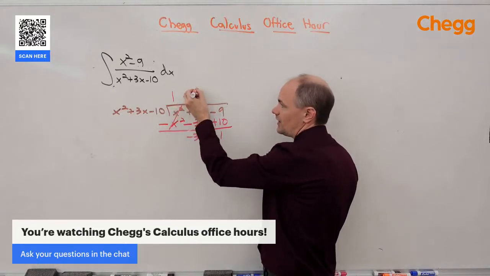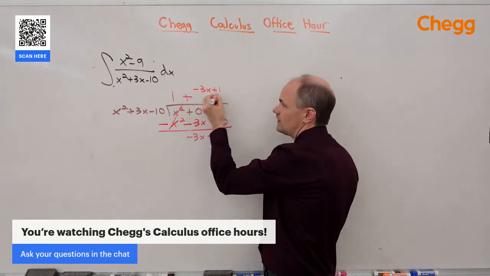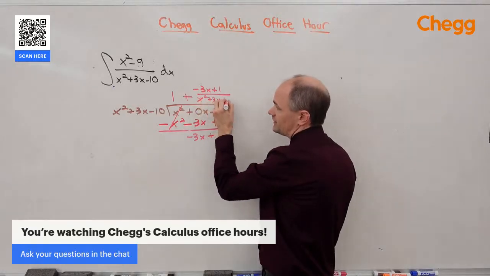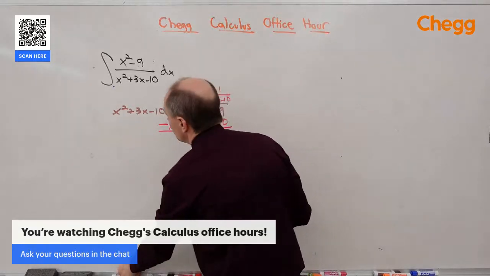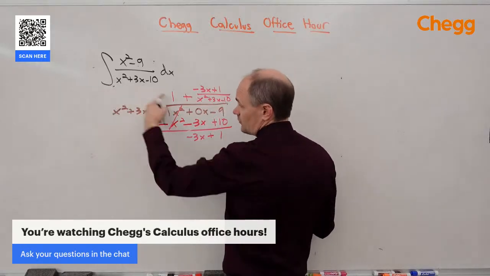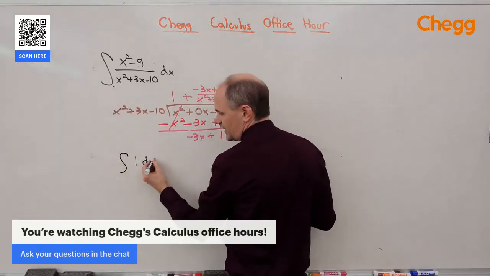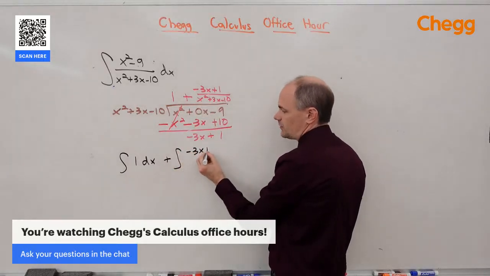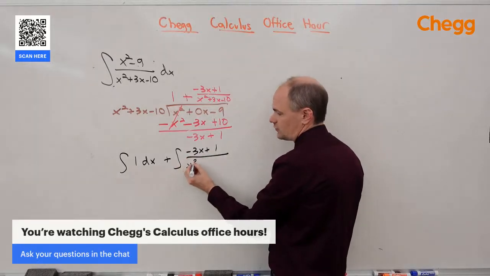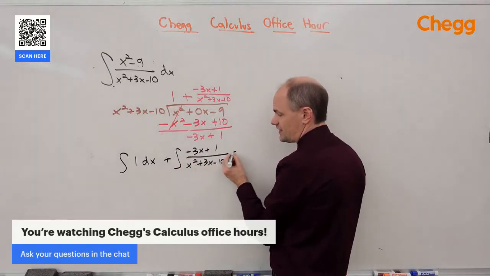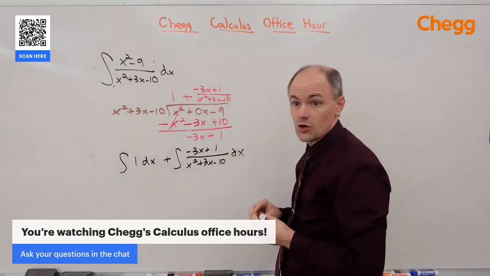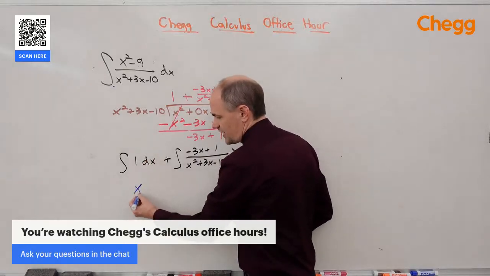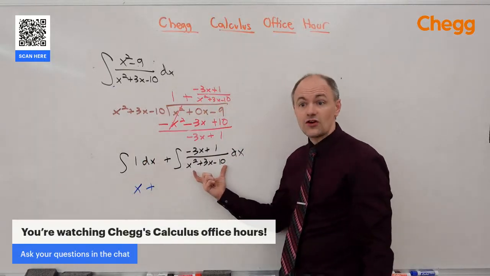We can write this as 1 plus a negative 3x plus 1 over the front thing, which is x squared plus 3x minus 10. So now I'm going to integrate the 1 dx, and then I'm going to also integrate the negative 3x plus 1 over the x squared plus 3x minus 10 dx. What's nice is this first one, the antiderivative of 1 is just x. And then we have to solve this one.